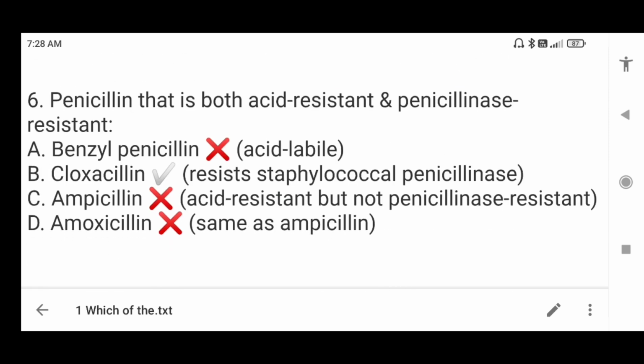The penicillin that is both acid resistant and penicillinase resistant is cloxacillin. Benzyl penicillin is acid labile. Ampicillin is acid resistant but not penicillinase resistant. Amoxicillin is the same as ampicillin, but cloxacillin is acid resistant and penicillinase resistant.